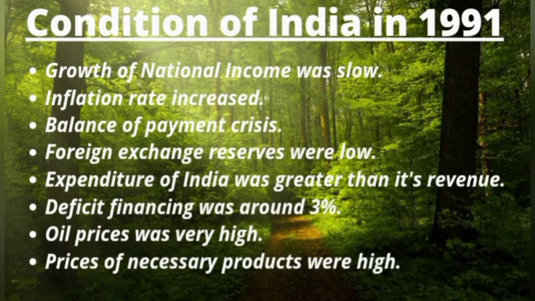Then the expenditure of India was greater than its revenue or income. That means there was a fiscal deficit. Fiscal deficit means the expenditure is greater than the revenue or income. And the deficit financing was around 3%. Then the prices of oil were very high. That means the prices of petroleum products were very high, and the prices of necessary products, that means the basic necessities, were also very high.